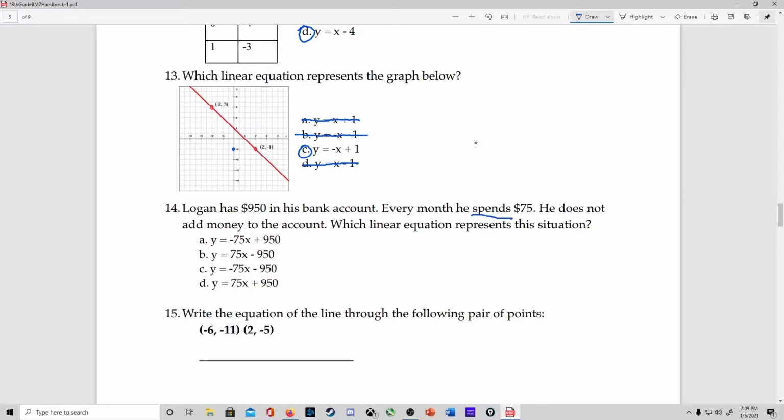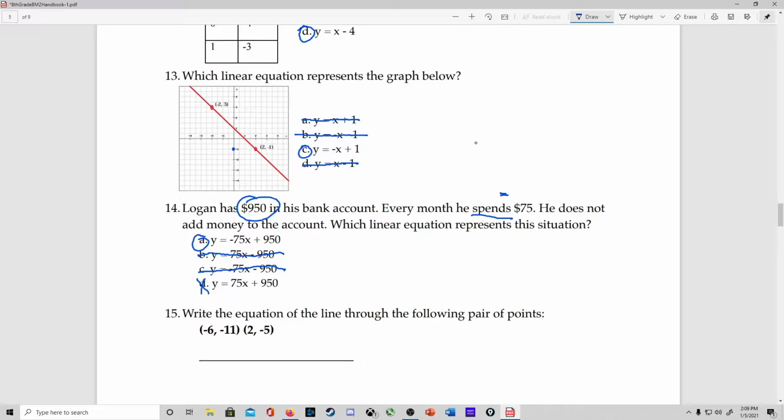So, spending, do you add money or do you subtract money when you spend it? You subtract, so that's negative, and here's our starting amount, which is a positive. So we already know from here that the negative 950 is not going to work on either one of these. So we have to think, is he spending money or is he getting money? This says he spends it, so A is our only answer that works.